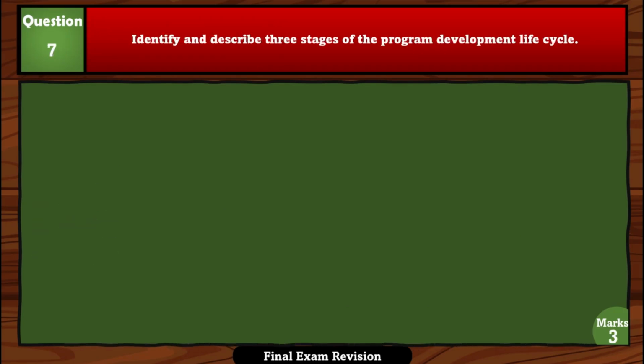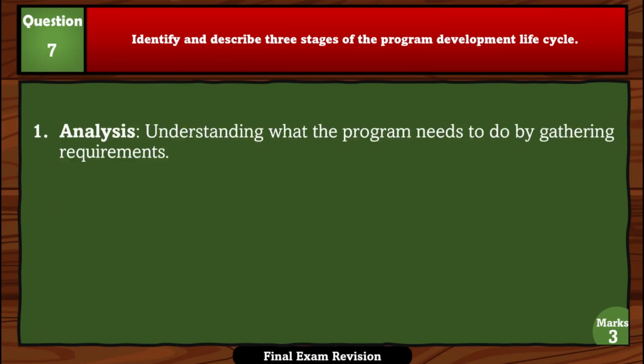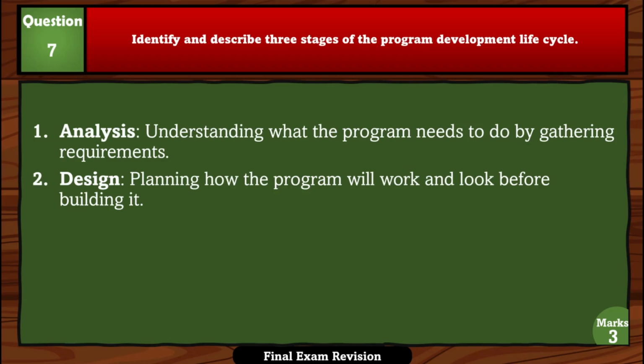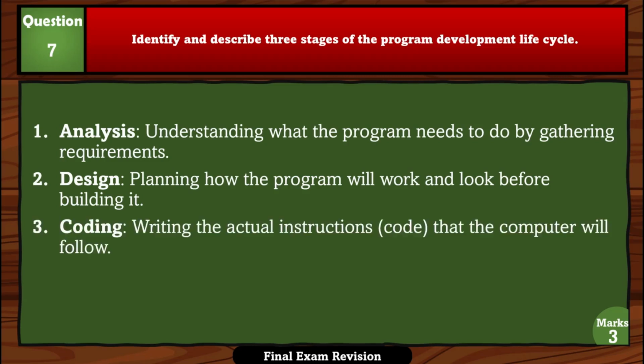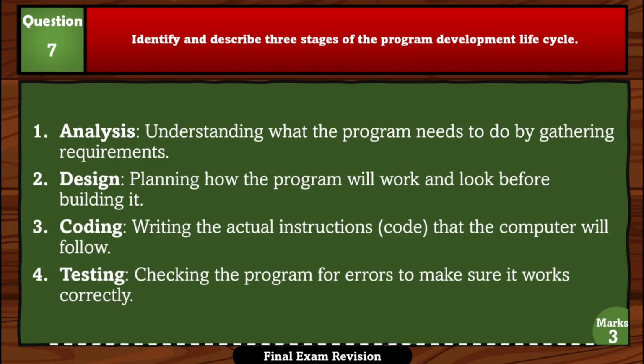Question 7. Identify and describe 3 stages of program development lifecycle. Number 1, analysis. Understanding what the program needs to do by gathering requirements. Number 2, design. Planning how the program will work and look before building it. Number 3, coding. Writing the actual instructions or code that computer will follow. And number 4, testing. Checking the program for errors to make sure it works correctly.